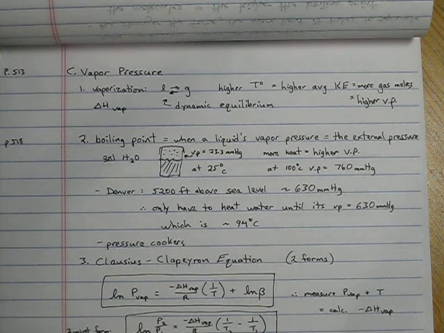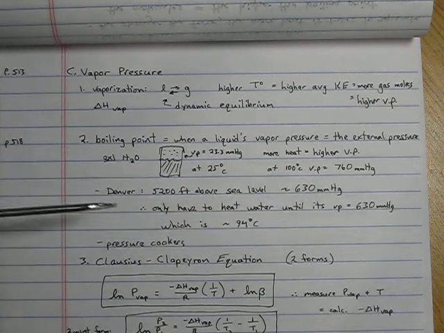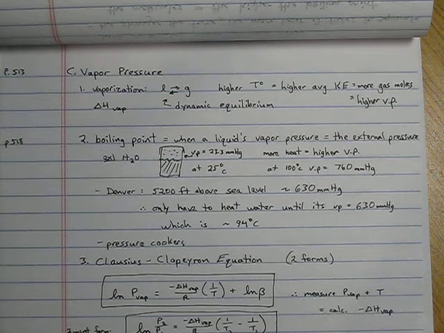Now, this also means some other interesting things, especially if you live at high altitudes like Denver, which is 5,200 feet above sea level. As you go higher and higher in our atmosphere, the atmospheric pressure goes down. The higher you are above sea level, the less pressure you feel, such that on an average day, the city of Denver only feels about 630 millimeters of mercury, not 760.